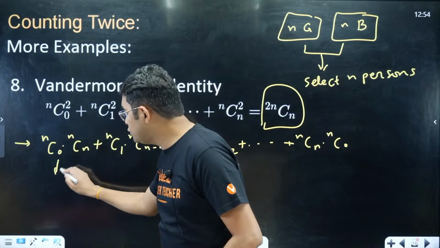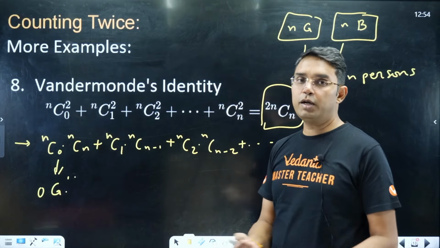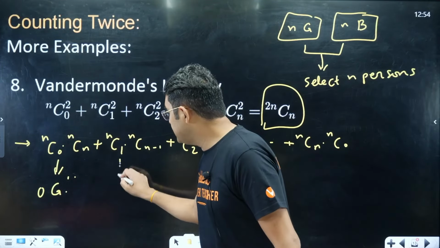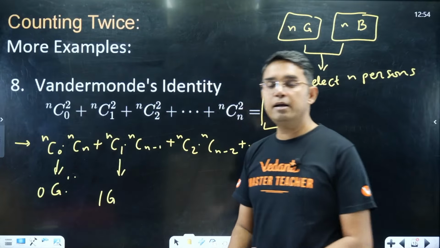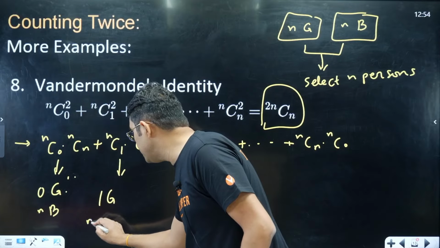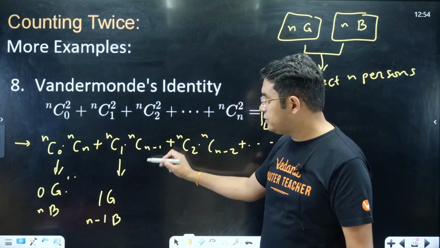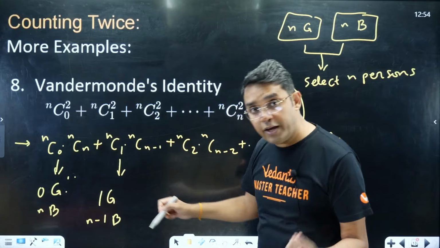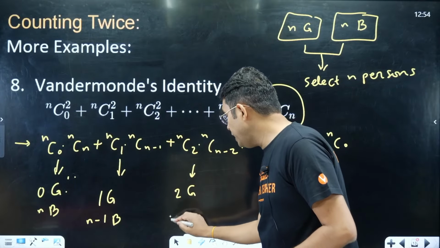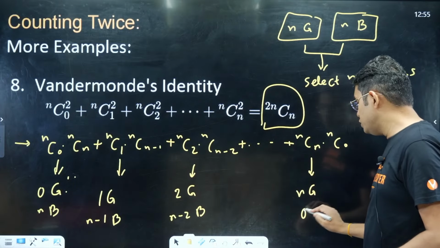Here you are selecting 0 girls, all boys only, total n persons. nC0 ways for girls, nCn for boys. This is for just 1 girl and remaining boys. So 0 girls, n boys; here 1 girl, n minus 1 boys. So nC1 to select that 1 girl, and for selection of n minus 1 boys, nCn minus 1. Similarly here it is 2 girls and n minus 2 boys to be selected, and so on. Here it will be all n girls and 0 boys.